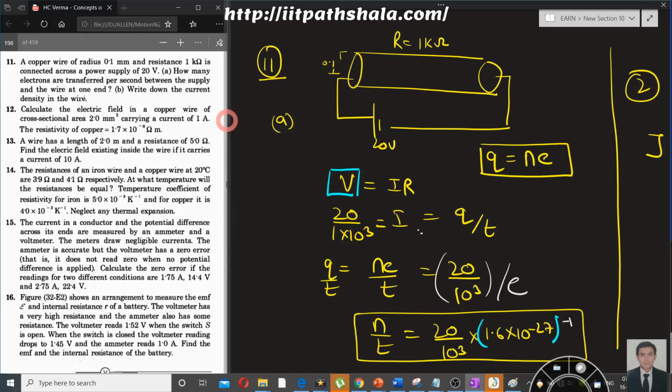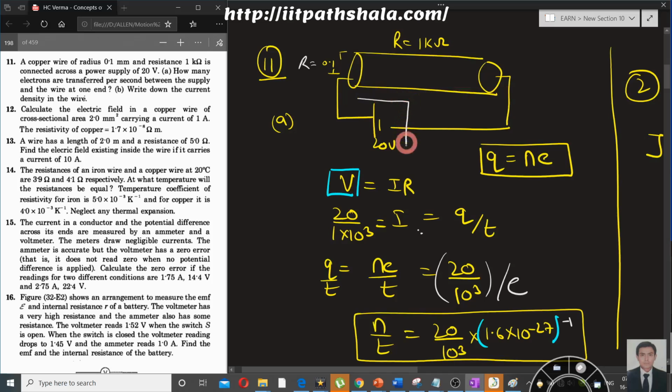So the first question says that you are having a copper wire of resistance 1 kilo ohm and a radius of 0.1 millimeter. Now you have to calculate the number of electrons transferred per second. You are given that this wire is connected with a 20-volt supply. Now to save your time, I am solving everything prior to delivering the lecture, and then I'll be showing you every answer on the screen itself.